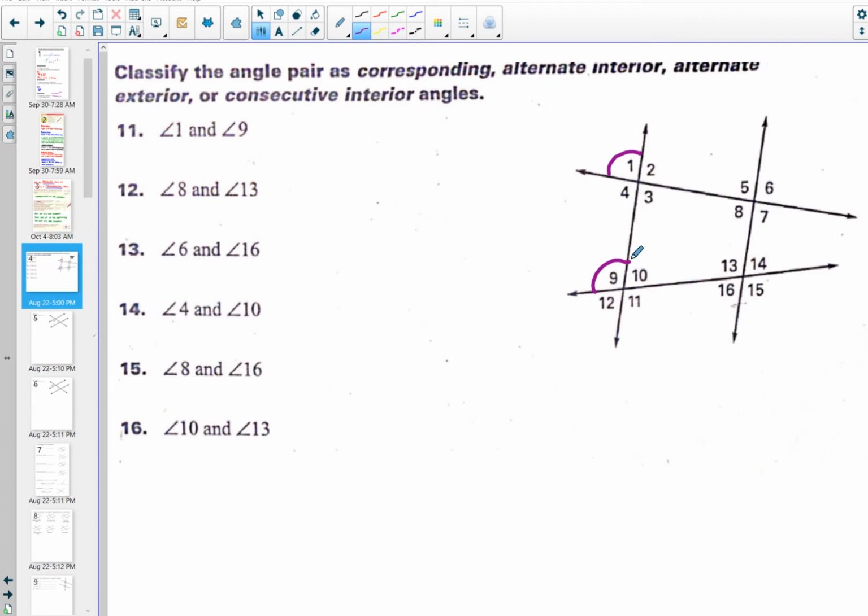What is my angle relationship between 1 and 9? Okay, now we can say they're both on the same side of this line, aren't they? So they're not alternating across anything, because here's my line. And we don't alternate across that, so we know it's not going to be alternate interior or alternate exterior. So we're either looking at consecutive interior. Are they both inside? No. They're going to be corresponding. If I would take my line and bring it down, well, that's on top and that's on top, isn't it? So for number 11, we have corresponding.